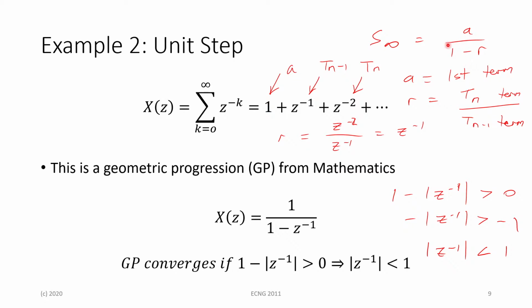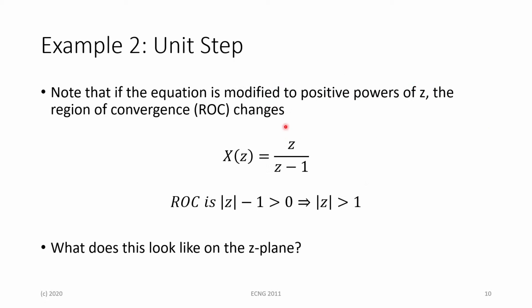You mean if it's going to be a divided by r minus 1? It'll be a divided by r minus 1 when you start changing your powers accordingly. So I'm going to show you that on the next slide in particular. So if you modify your X of z equation here to positive powers of z, that means the region of convergence is going to change accordingly.